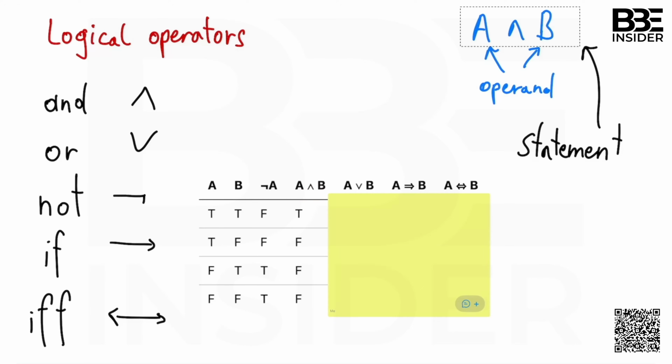The next logical operator we talk about is the logical AND. The logical AND combines 2 operands. For this statement to be true, as you can see, both operands need to be true. As soon as one of them or even both are false, the whole statement is false.